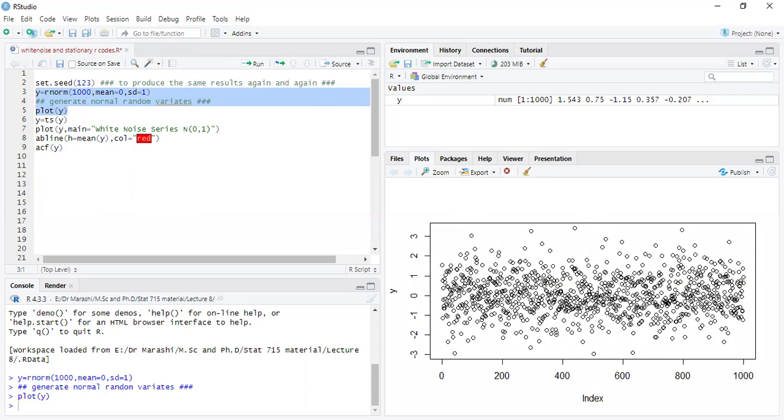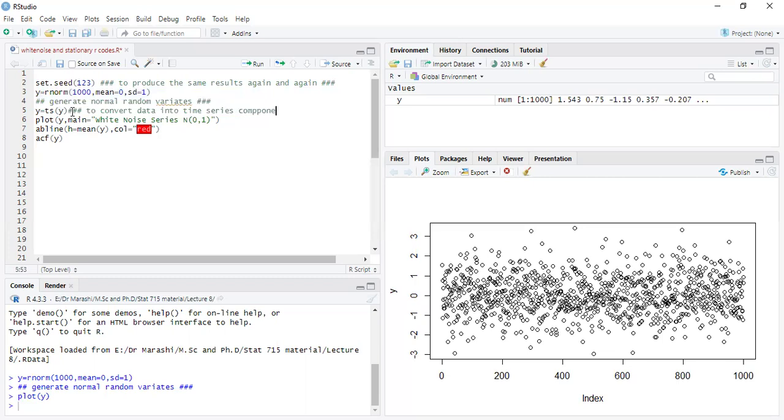But in time series, we don't want it like this. This is for probability distribution. If we have to study probability distributions, we need to have it like this, like points. But I like to have the connected points. So I am not going to use this. First, I will tell R that the series y, whatever the y, you see the series y here, treat it as a time series. This is to convert data into a time series component. Don't mind my spellings.